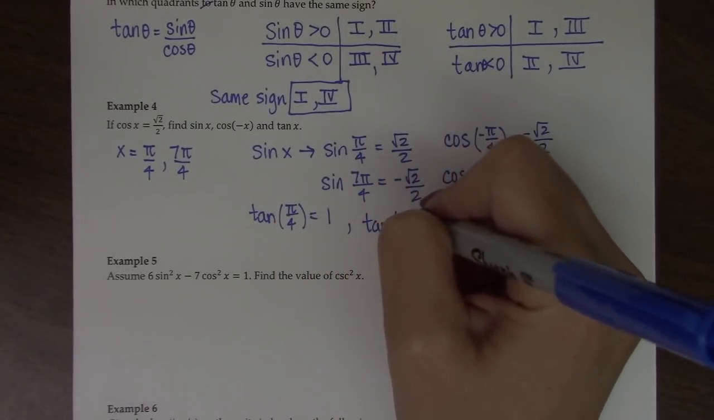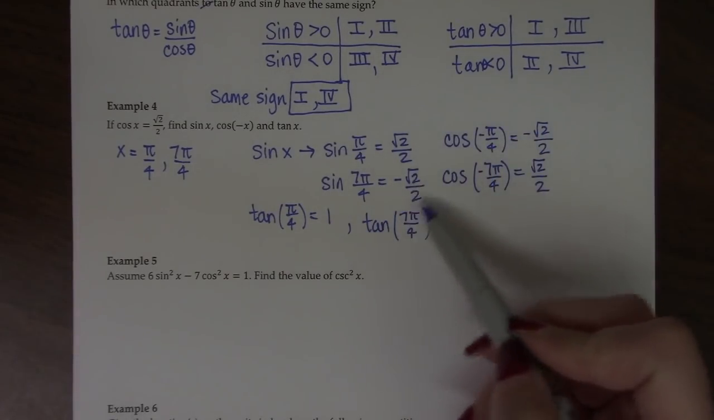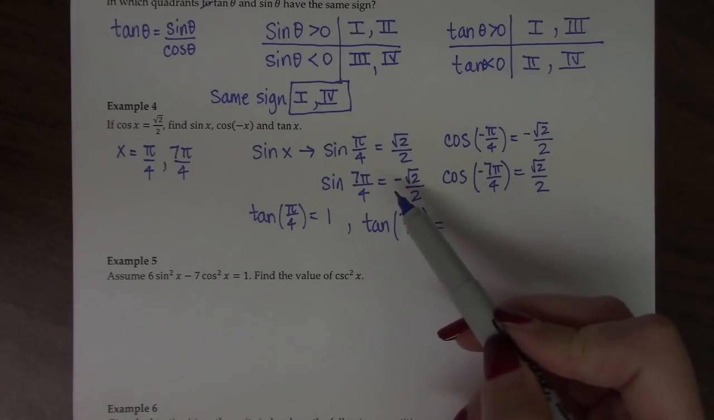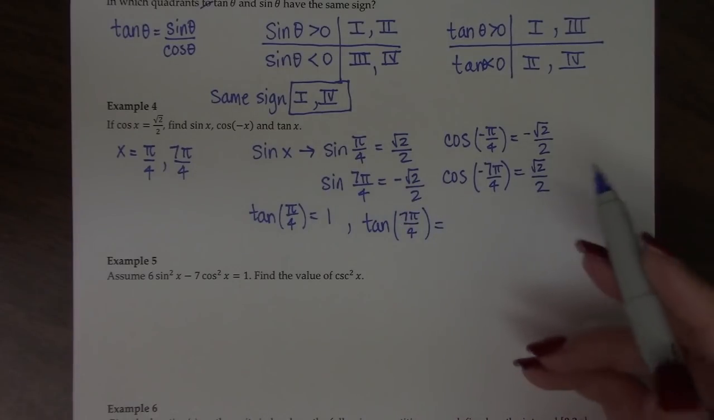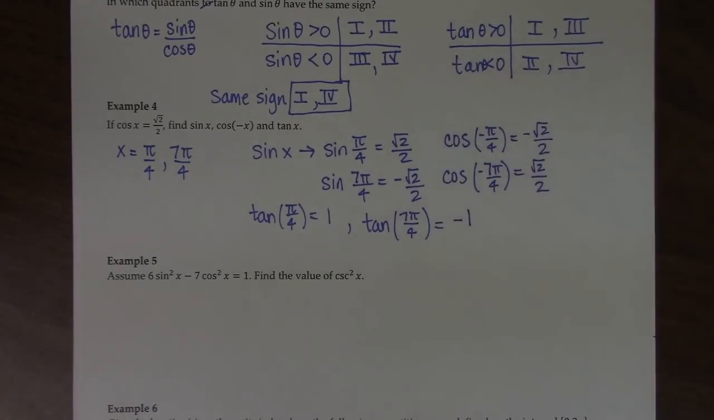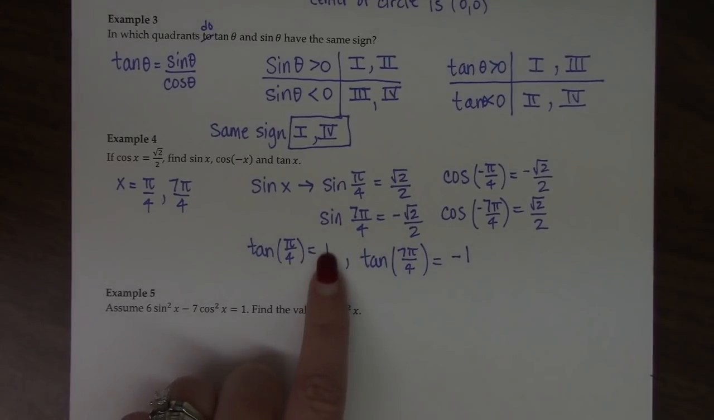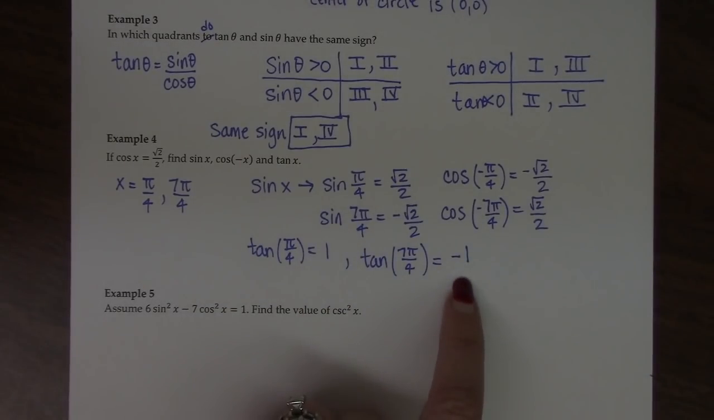Tangent of 7 pi over 4, well, sine is negative square root of 2 over 2, but cosine in the fourth quadrant is positive square root of 2 over 2. So we get negative 1. We also saw from the previous question in quadrant 1 tangent's positive, in quadrant 4 tangent's negative.